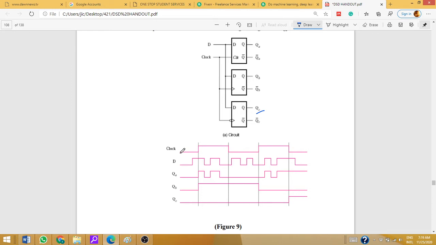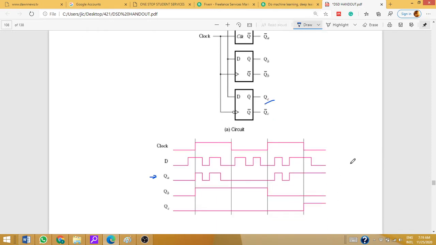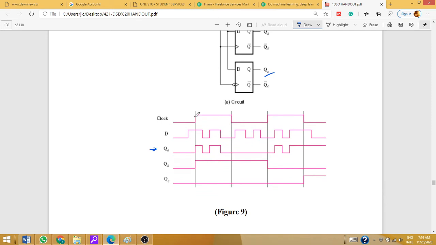Here, this one is the latch output, is it? This one is the positive edge flip flop. This one is the negative edge flip flop. Let me enlarge it now. So see, the first one is a latch, so it depends upon levels, is it? The second one is here as well. So QA, what is QA? It is the latch output, so it is following the high level.